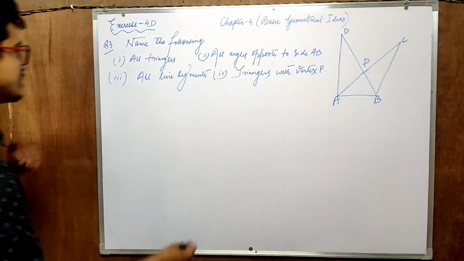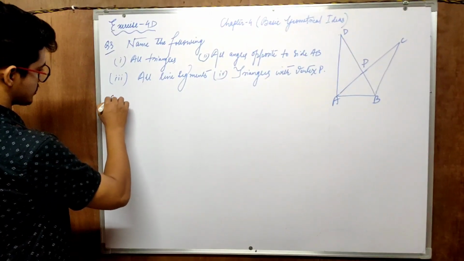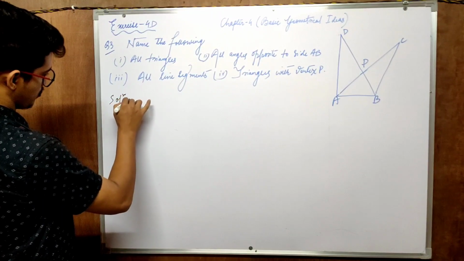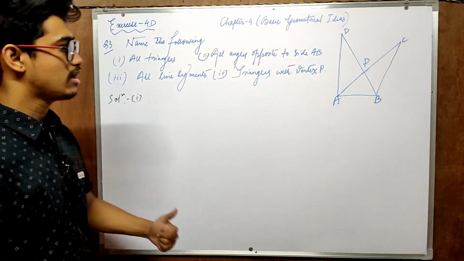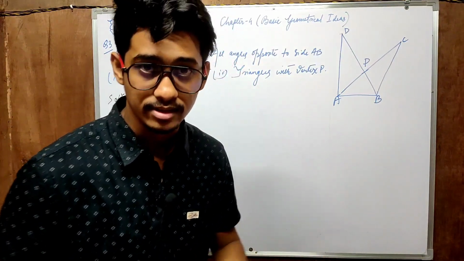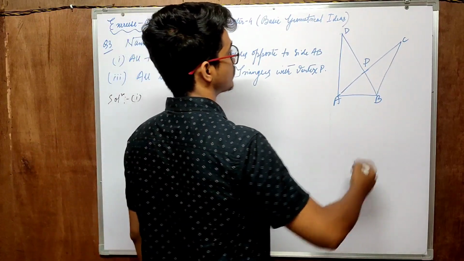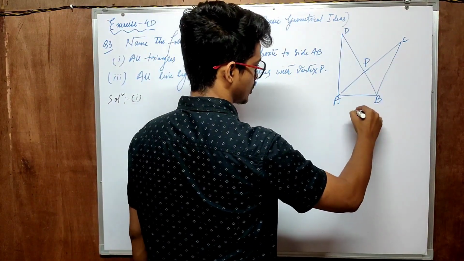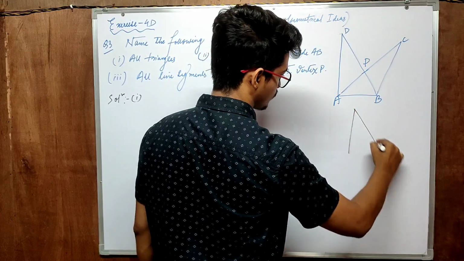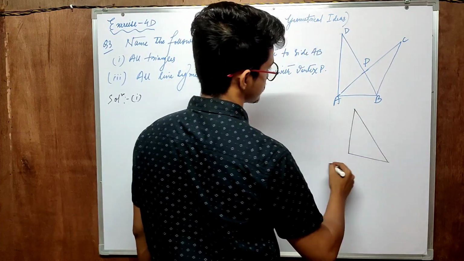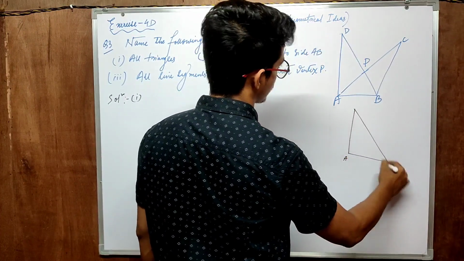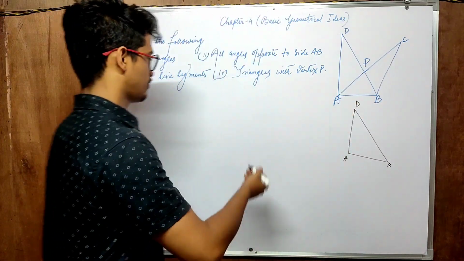Alright, so let's do it one by one. So the first answer is solution 1: all triangles. Now let's focus on how many triangles there are in this figure. Let's observe. If you observe it carefully, this is the first triangle. Let's say A, B, and what is that point? That is D.